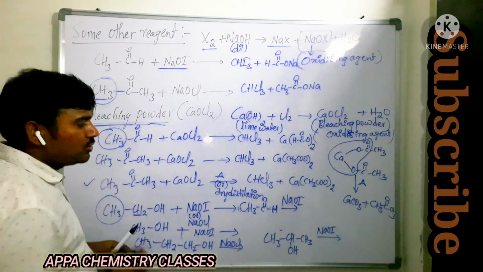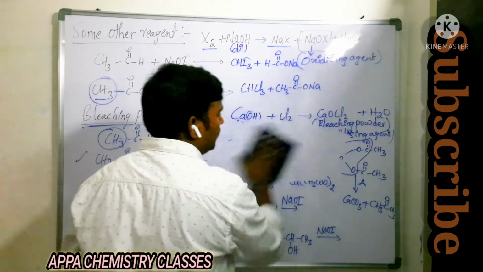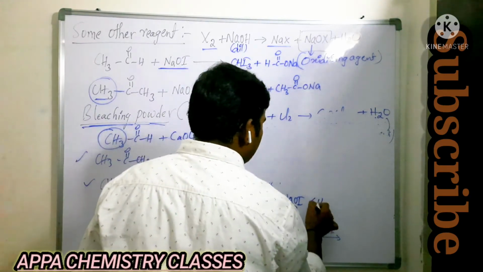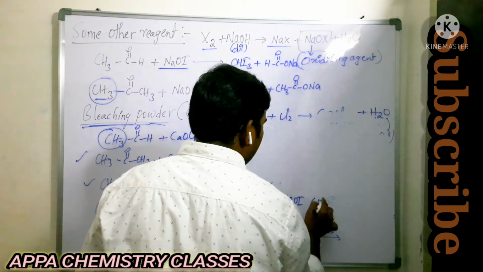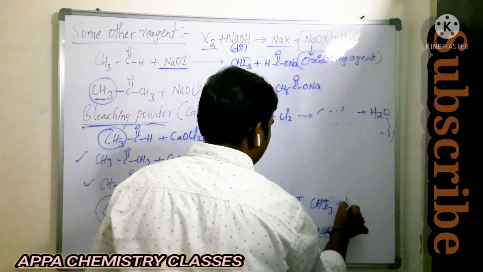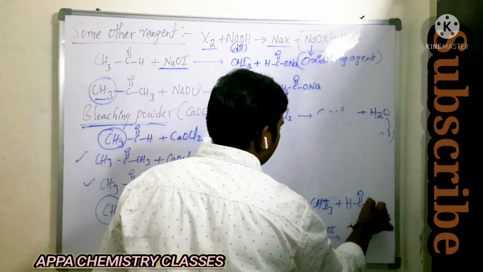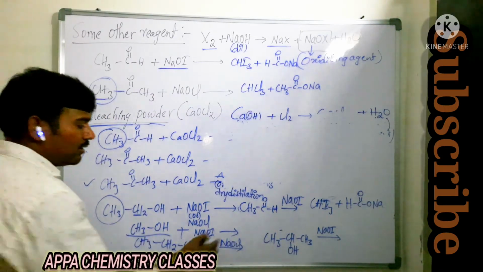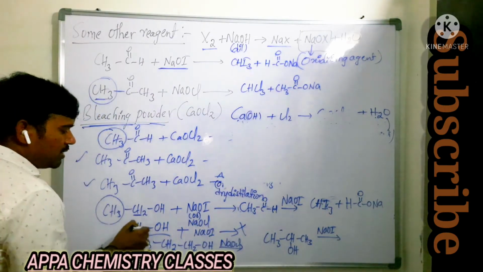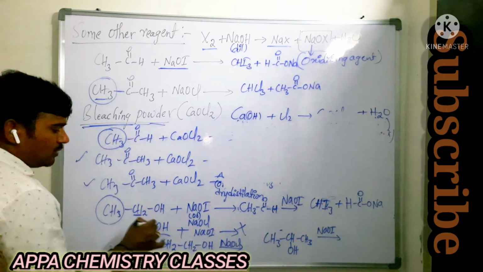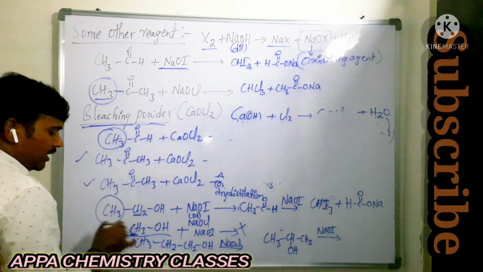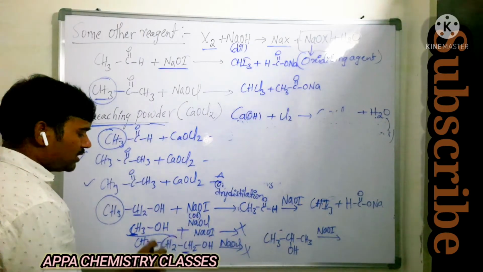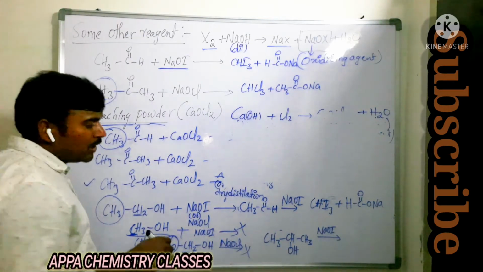On further reaction with sodium hypoiodide, we are going to get iodoform, that is CHI3, plus HCOONa. Is that clear? Similarly, take methyl alcohol. Will methyl alcohol participate in iodoform reaction? No, because the carbon attached to the functional group should have an adjacent methyl group, but it does not. Here also the adjacent carbon to the functional group is CH2, which does not participate in haloform reaction.